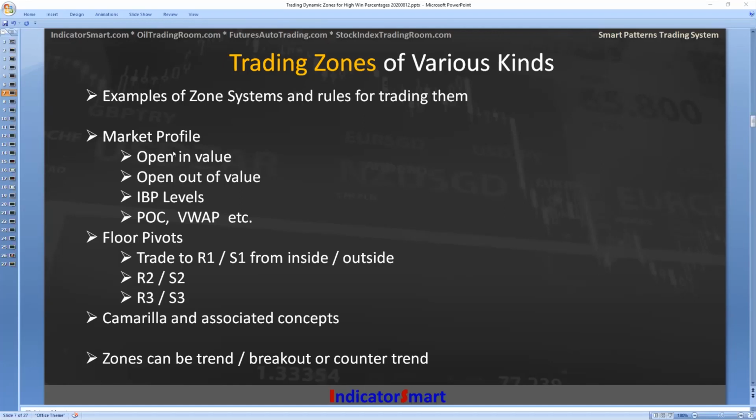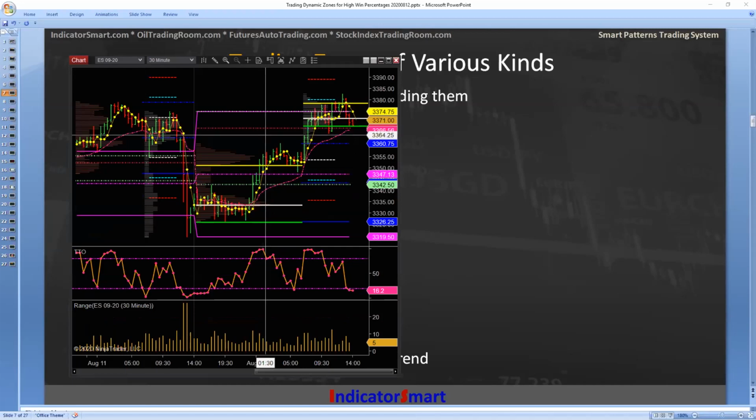What are other levels that people commonly use? VWAP and the point of control. The point of control is the one in the middle. That's the most commonly traded price. If you look back to this prior day, that's the thickest point on the chart for the session. That red one right there is called the point of control, and it's in between the value area high and the value area low.